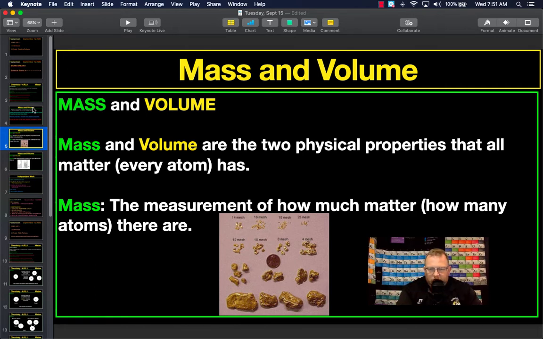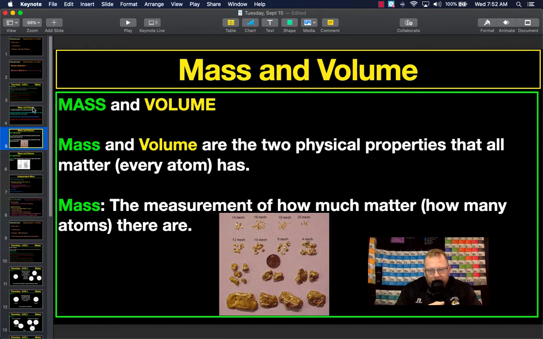The picture on the screen is of gold nuggets. Okay, gold, Au, right there, number 79. It is a pure substance. Okay, so we're going to talk about pure substances. That's where our focus is going to be, on pure substances. So if we're talking about the mass of a pure substance, the mass is the measurement of how many atoms that it has. Well, the number of atoms depends on how much of it there is.